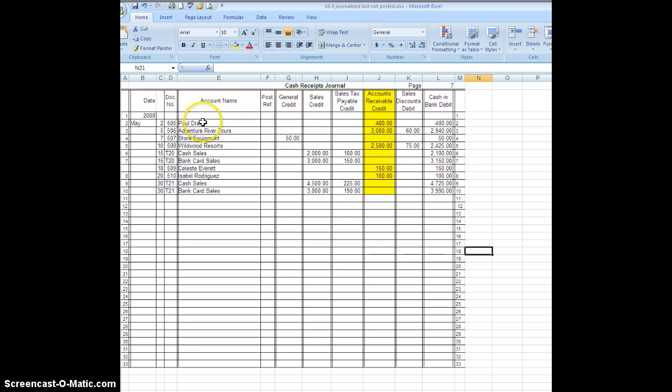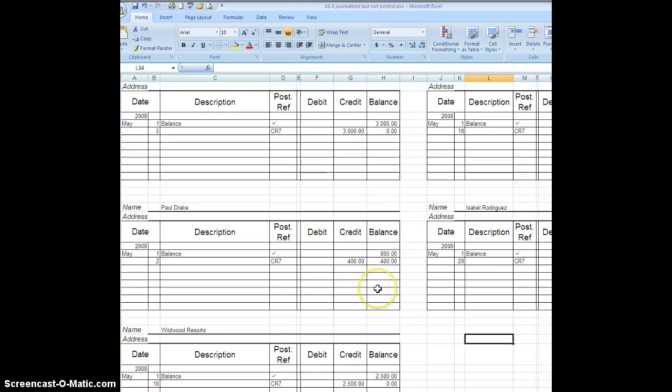So I'm going to go over here and look at Paul Drake, and on the 2nd of May, I am going to credit this time his account $400. So you need to go into your subsidiary ledger, and we're going to look for Paul Drake, and you can see that I have this posted for you already. So you need to type in the 2nd. Your posting reference this time is going to be CR for cash receipts.